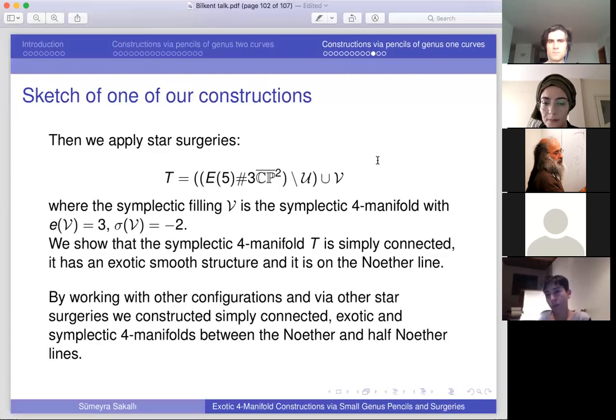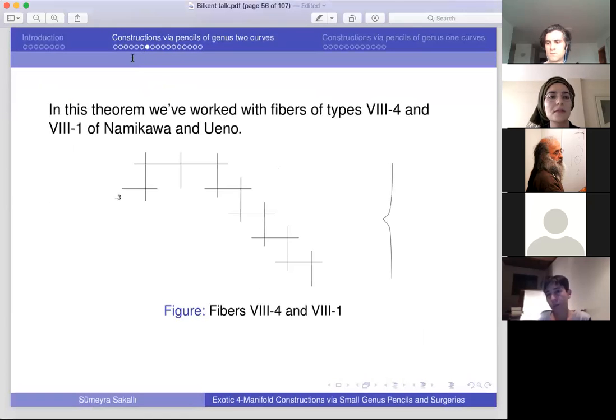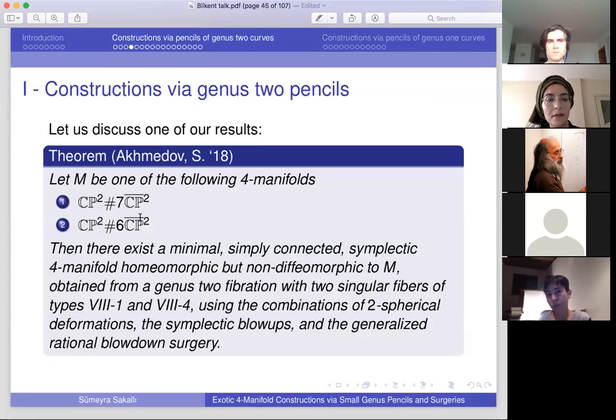What about the first one? So it was, as far as I remember, CP2 plus 7 CP2 bar. I guess it's flawed, I think. Yeah, great. Thanks for asking. So you are right. In the literature, there are various constructions of those. The difference of our work is the first one which uses genus 2 fibrations. In all previous ones, people use genus 1 elliptic fibrations.